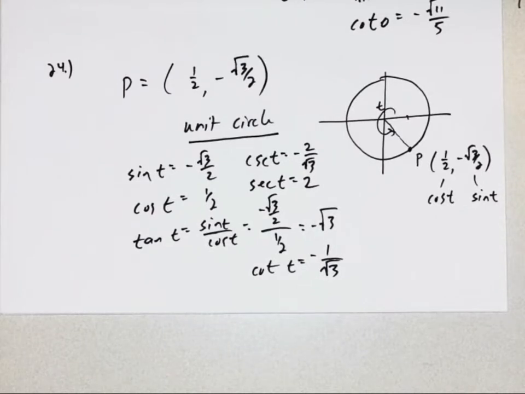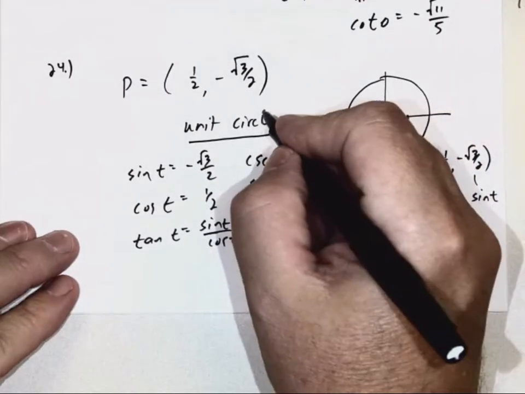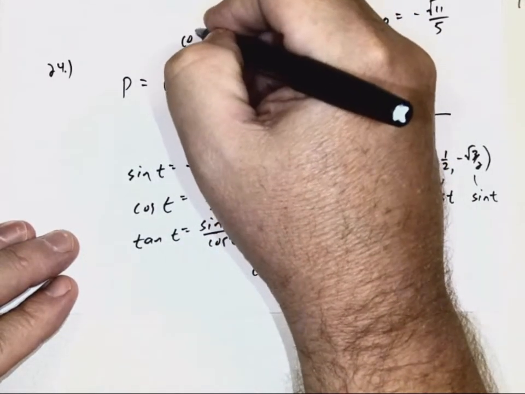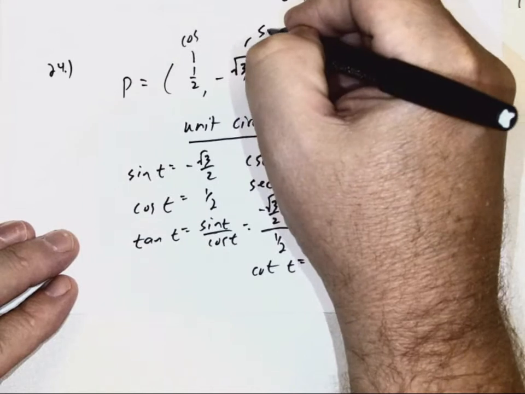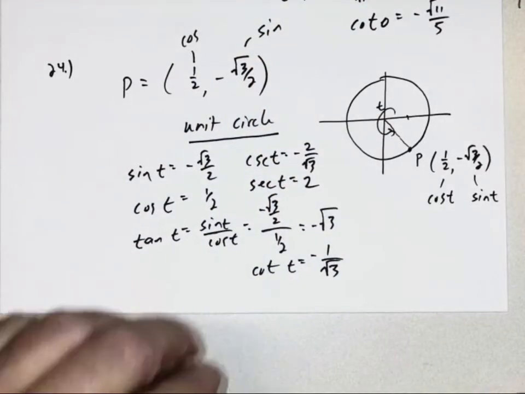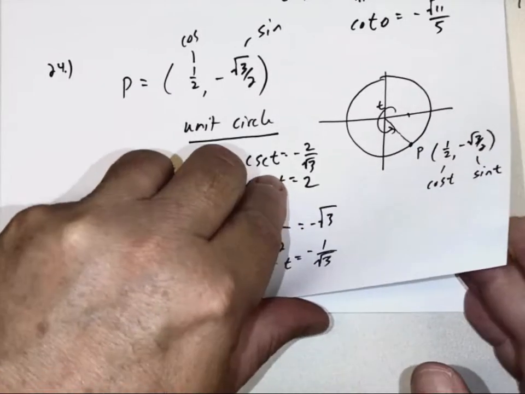All right, not very hard. The whole key is the point is on the unit circle. Once that's true, we know that's the cosine and that's the sine. Actually, a pretty easy problem. All right, ready for 25.